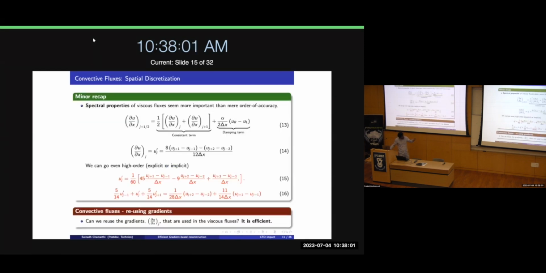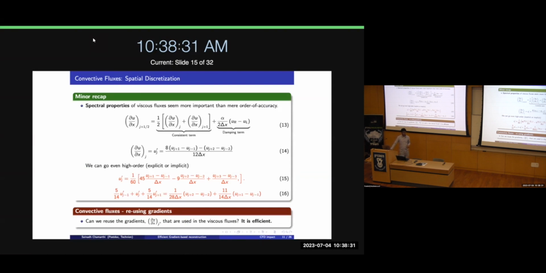Now I come to the convective fluxes. I want to do the spatial discretization of the convective fluxes. I said the spectral properties of the viscous fluxes are more important than mere order of accuracy. This is how I'm computing the ∂U/∂x at j plus half. I have a consistent term and a damping term, and the ∂U/∂x is computed by using this particular formula. We can use any other finite difference method, like the 6th order or the compact schemes.